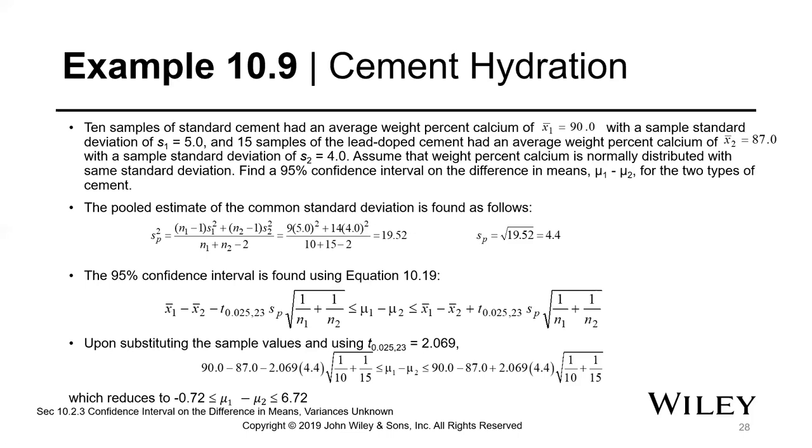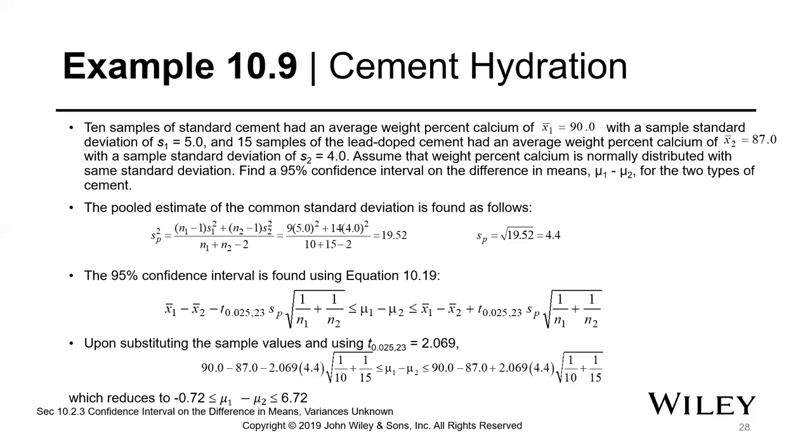So you had to calculate your pooled variance, which uses your degrees of freedom. So 10 minus 1 is 9, times 5 squared, which is 25, which is 225, plus 16 times 14. I'm not going to do that math in my head. But you add those together, and you do that over your degrees of freedom for your entire thing, which is 23. That would give you a pooled sample variance of 19.52. Sorry, that's S squared. Take the square root of that, and your pooled standard deviation is 4.4.